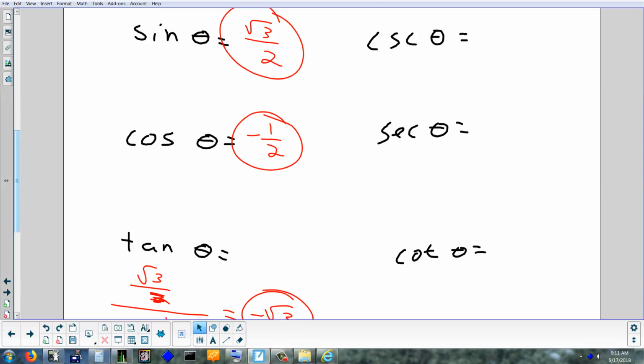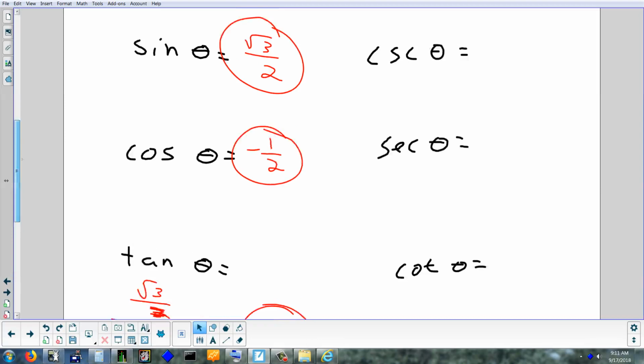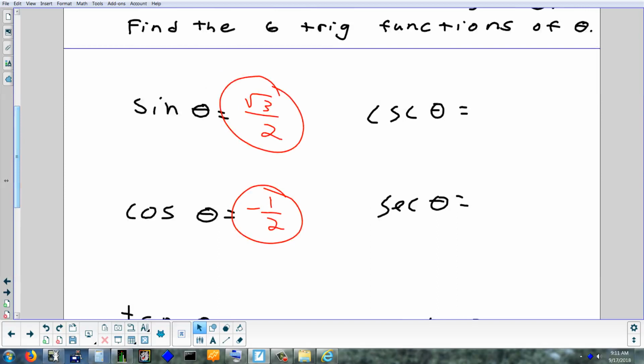I'm not sure. You want to help out, Joe? You just flip the fraction. Just flip the fraction, right? Flip it. So if you want to know the cosecant, flip the sine. So it's 2 over the square root of 3. Now numerically, that is the answer.